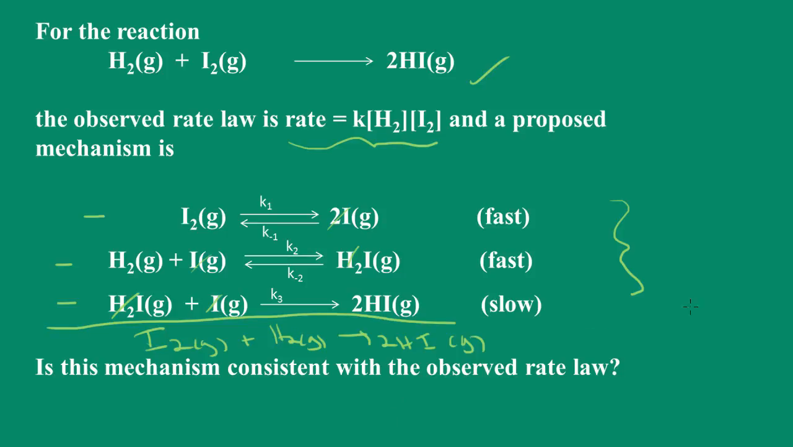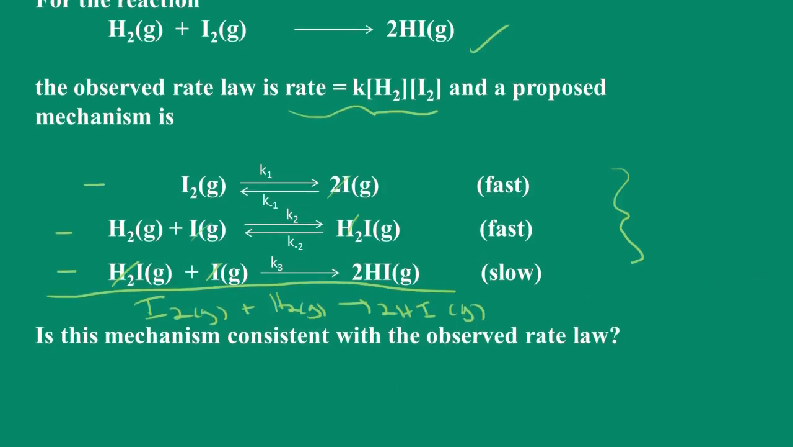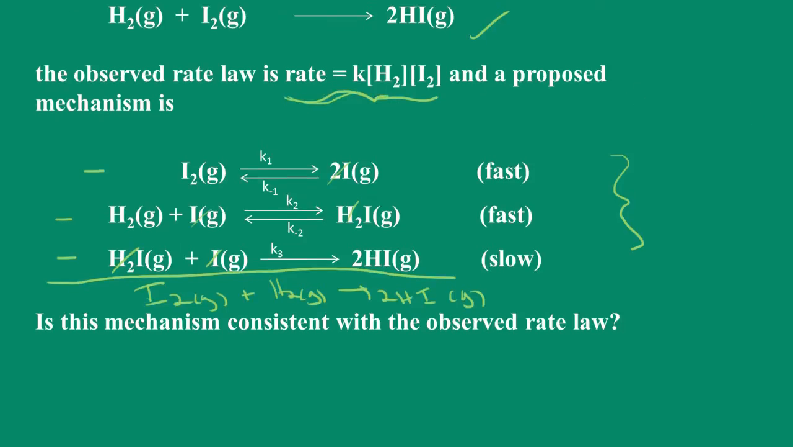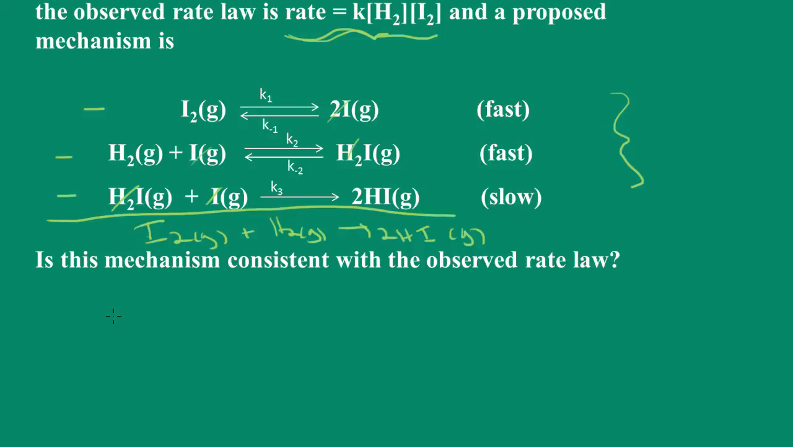So we're good there. Now, the final criterion: we need to make sure that the rate law determined from the mechanism is consistent with the experimental rate law here. As we know, we always write a rate law from the slow step. So that would be our third step. So the rate would be equal to k3 times the concentration of this species times the concentration of this species.